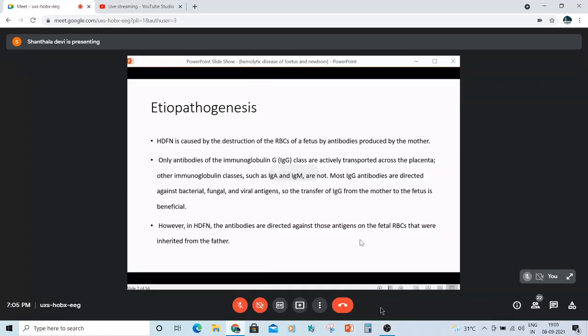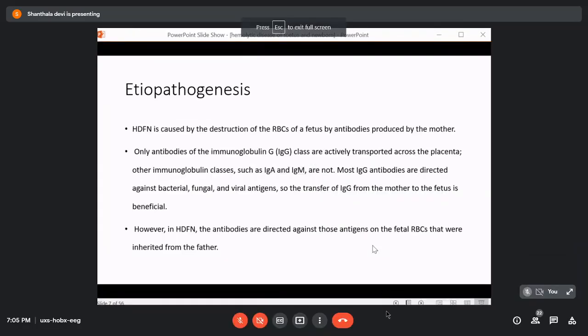Most of the IgG antibodies are directed against bacterial, fungal and viral antigens. So the transfer of IgG from the mother to the fetus is very beneficial, especially in the early neonatal period when the baby's immune system is not yet fully developed. However, this advantage turns into a problem in cases where the mother develops antibodies to antigens which she lacks but the fetus carries. That is when hemolytic disease of the fetus and newborn occurs.